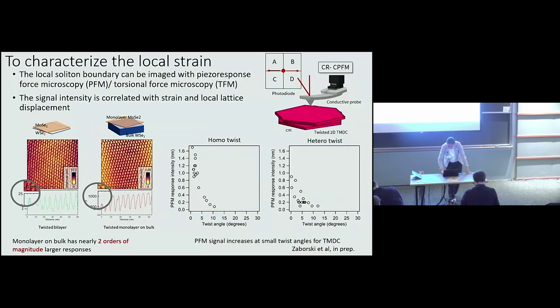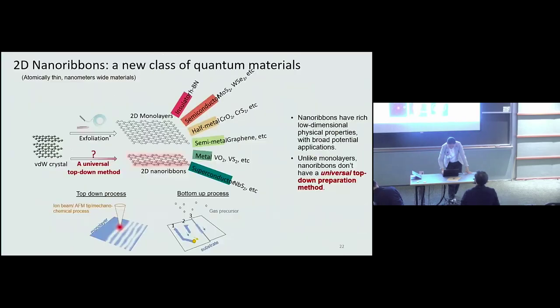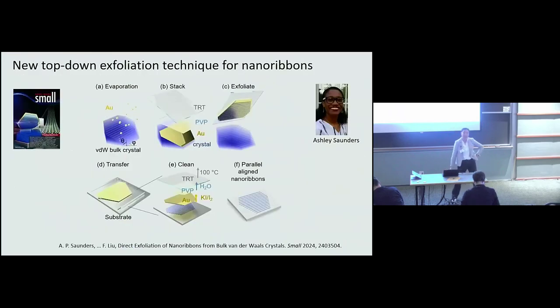Since I have very limited time, I'm just going to skip this part and quickly show you this last piece of result: in addition to monolayers and the moiré structures, we have also developed similar techniques to create two-dimensional monolayer nanoribbons. Here we are also using a similar type of exfoliation technique. Instead of exfoliating from the top layer of a van der Waals bulk crystal, we are exfoliating from the sides of the bulk crystal.